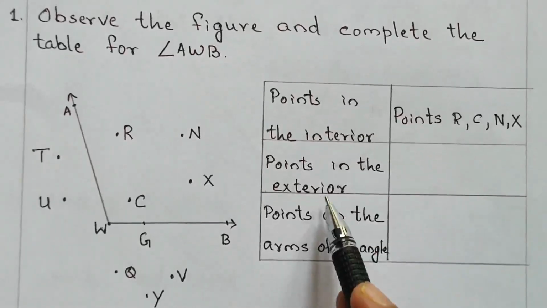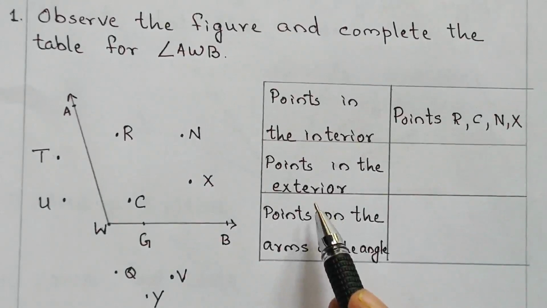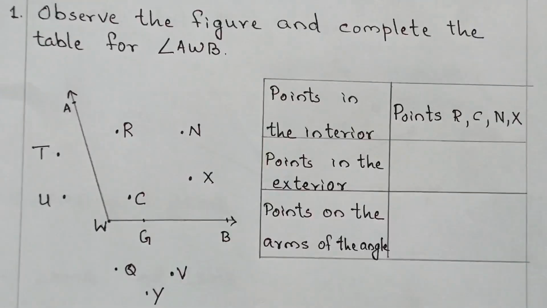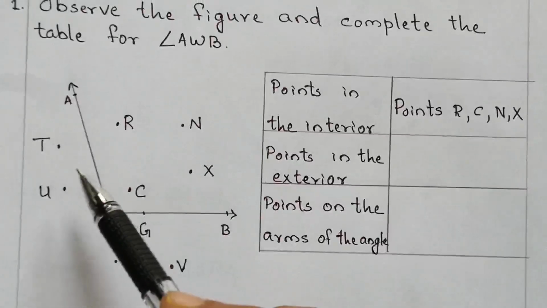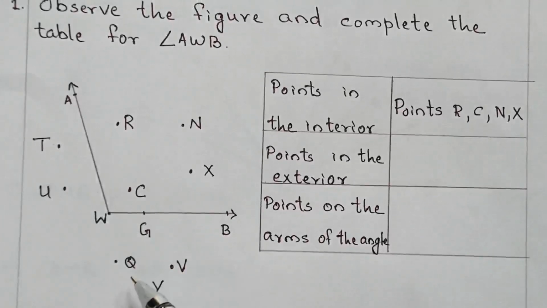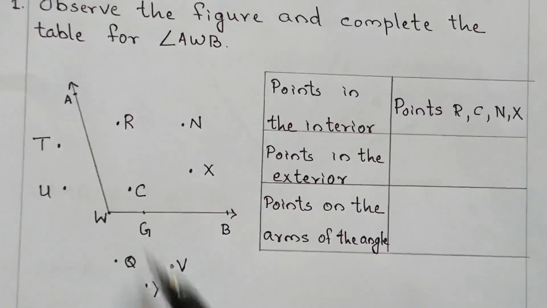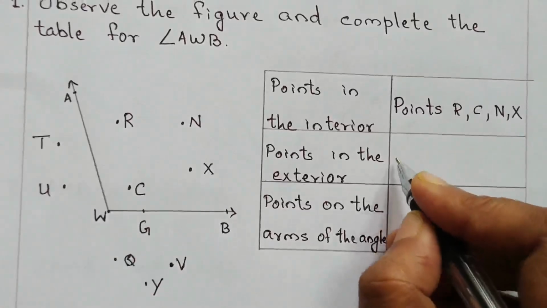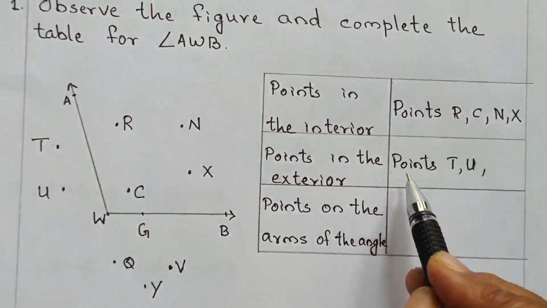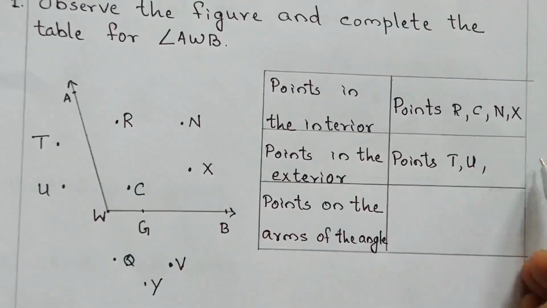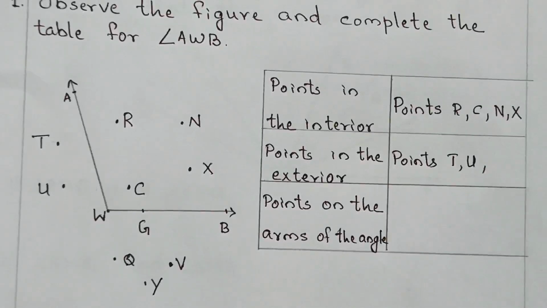Similarly, points in the exterior. Exterior means outside the angle. Which points are there outside? Yes, T, U, then this point Q, V, Y. These points are outside the angle. So you can write the answer over here. The answer will be points T, U, and you can complete the other points.